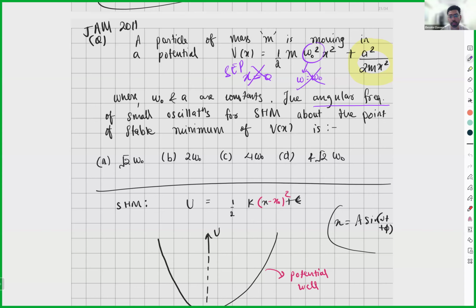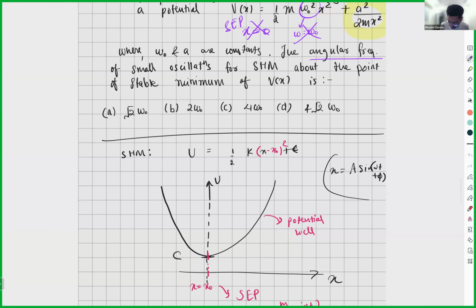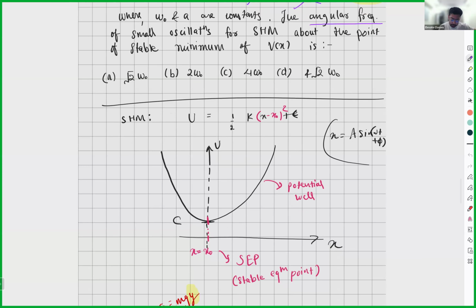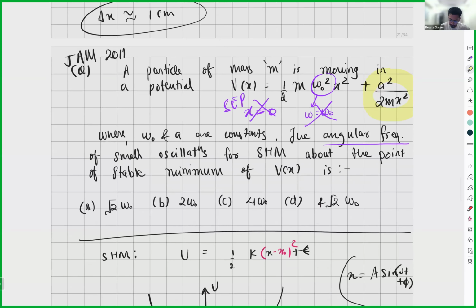हमेशा नहीं होगा ऐसा. But कुछ cases में हम ऐसा मान लेते हैं कि potential ही potential energy है. बहुत जगह नहीं भी होता है, जैसे कि for example gravitational system, so potential energy is different, potential is different. Anyways, electrostatic system may be same, both are different. So this is the potential energy given to you: half m omega naught square x square plus a square by 2m x square.